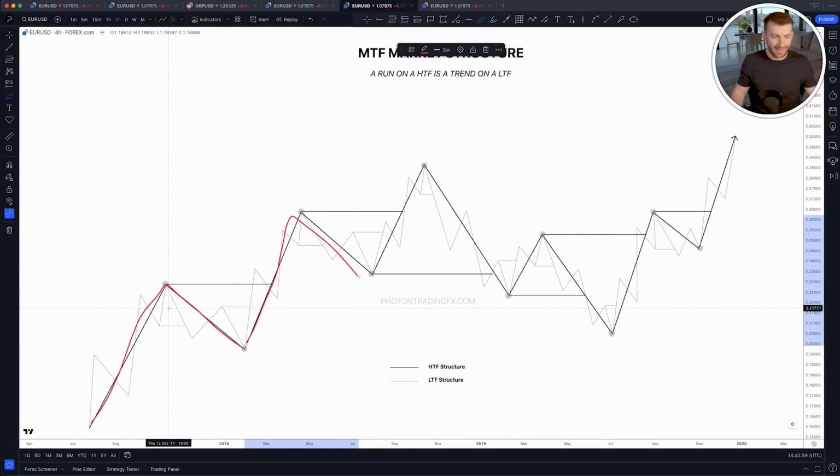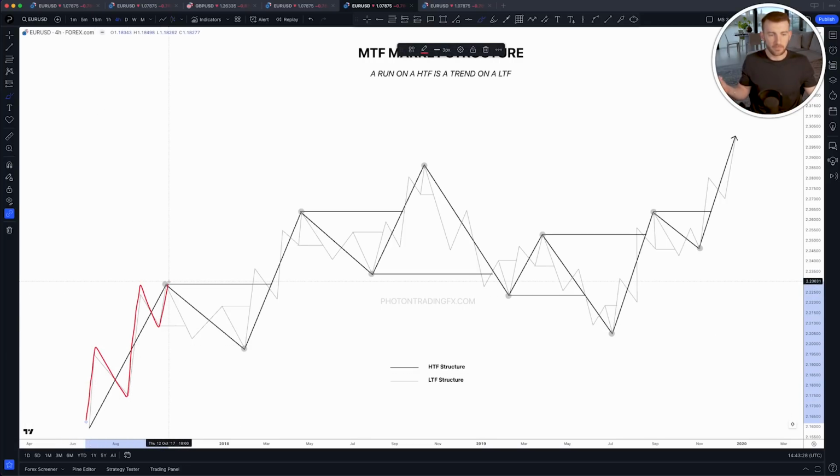If we were to look at each individual run, i.e. this first leg here, if we go down on a lower time frame, what is that run going to be? It's going to be a trend, right? So a run on a higher time frame, i.e. this one run to the upside, is going to be a trend on a lower time frame. So if we just focus on this leg of 4-hour price action, that's one straight run. If we jump down to the M15, what are we going to see? We're going to see higher high, higher low, higher high, higher low, higher high. So why is that important?